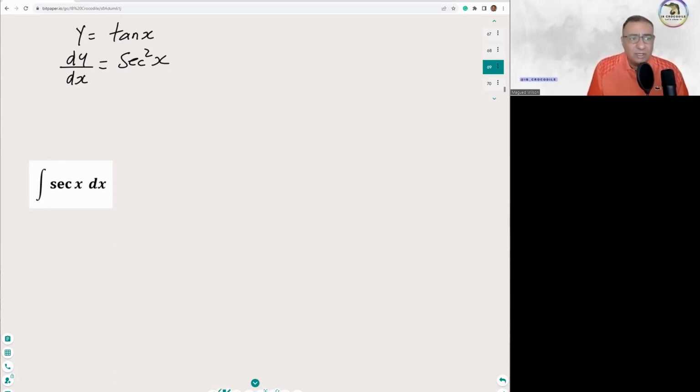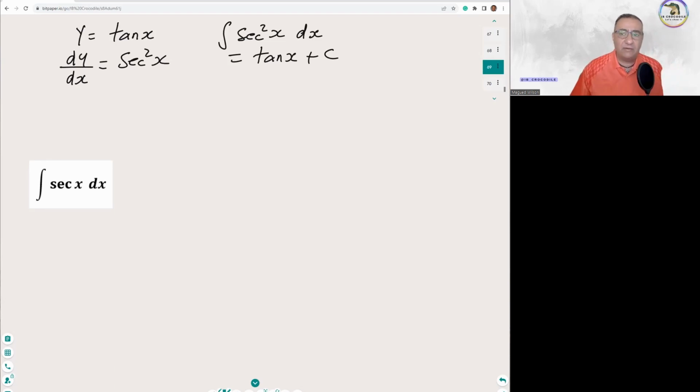So now, if I would like to say, what is the anti-derivative, or what is the integration of secant squared of x dx? Now I can do that, because the anti-derivative of secant squared is basically going back to tan x, right? So the integration of secant squared x is going to be tan x. Easy, because I have one function's derivative, so the anti-derivative brings me back to the original function.